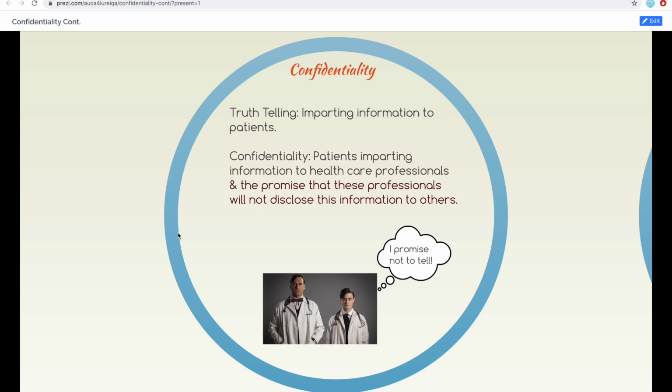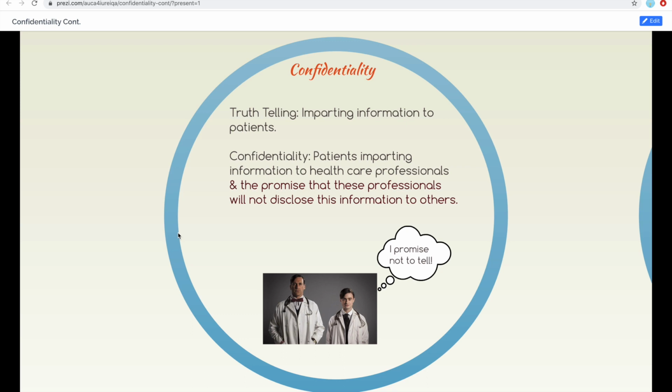So on Wednesday, we discussed truth-telling and why truth-telling is important. To ensure that we're imparting the information to patients that is necessary for them to both understand their conditions, the treatments, etc., and to provide them enough information to make decisions.